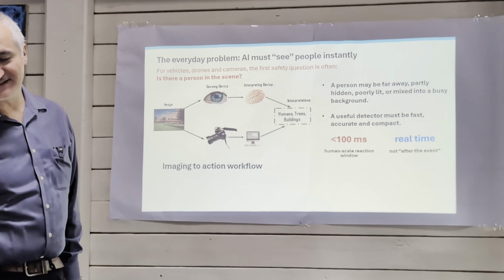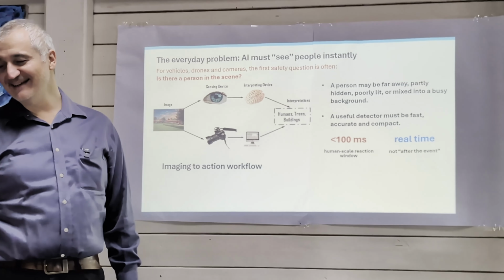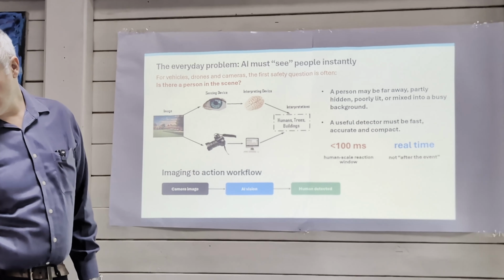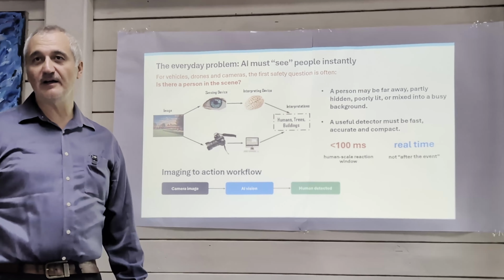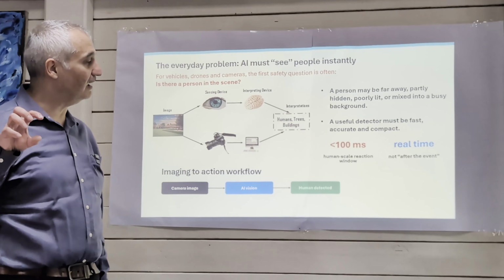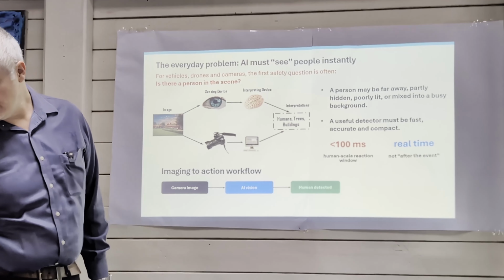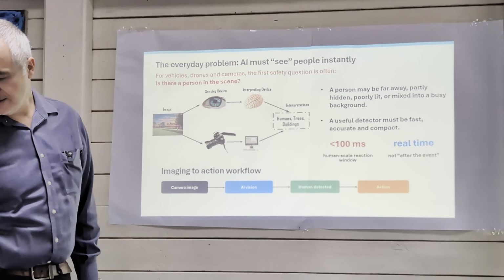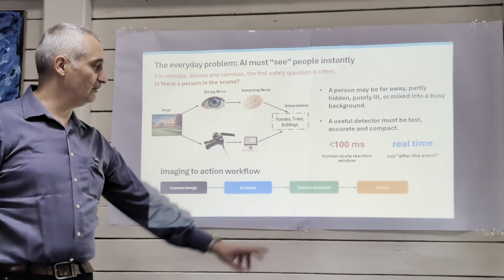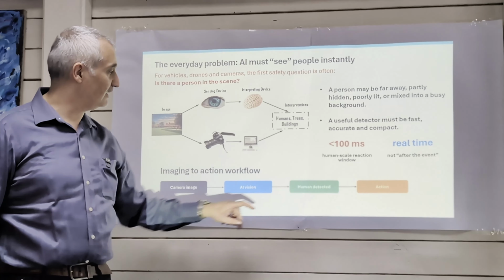Okay. So our imaging-to-action workflow becomes: we have the camera image for our system, and then we have the AI vision system. Our main aim, because our topic is about detecting humans, is: are there humans in it? So detected or not, and then we have to have some action. Now the action part, we're not concerned with. In our work, we're concerned with the human detection part from the camera image to that box.